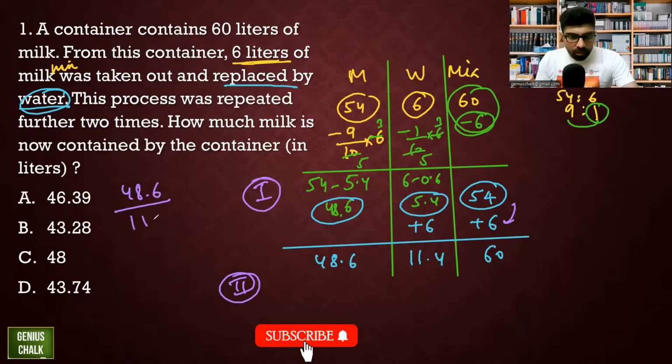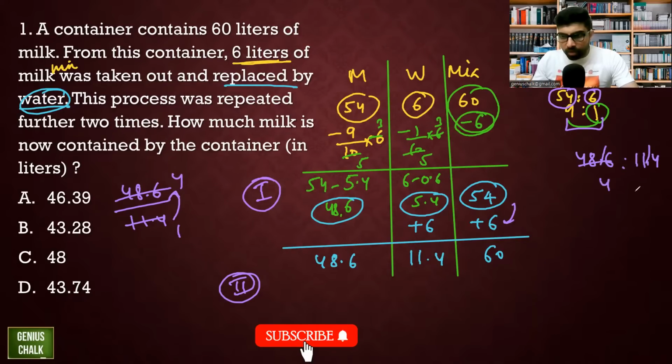48.6 and 11.4, what is the ratio? If you check out, it is into 4. 11 4s are 44, and 4 4s are 16. So this is exactly 4:1. That means now when I draw the mixture out, that will come out in the ratio 4:1. Earlier, the ratio was 54 and 6, so the ratio was 9:1. Now the ratio is 48.6 and 11.4, so it will come out in the same ratio, that is 4:1.